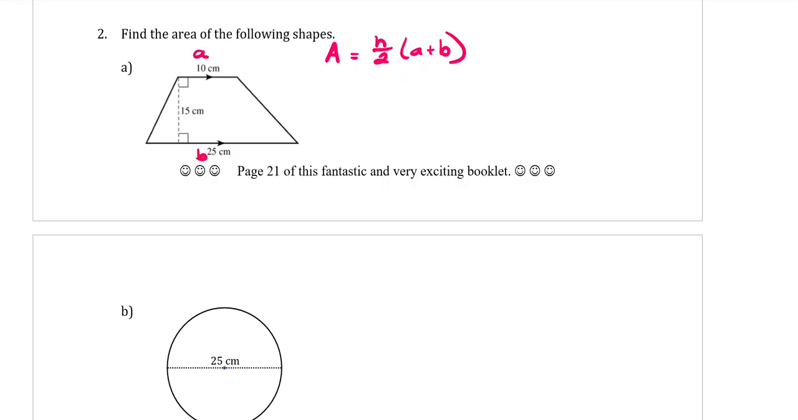So I'm calling a the 10 and b the 25. h is the height, the perpendicular height, so you need the right angles in there, between those two parallel sides, which means the height is 15. Subbing that in, we get 15 over 2 bracket, a is 10 plus b, which is 25. Putting that in your calculator, you will get 262.5 centimetres squared. You must remember to include your units.